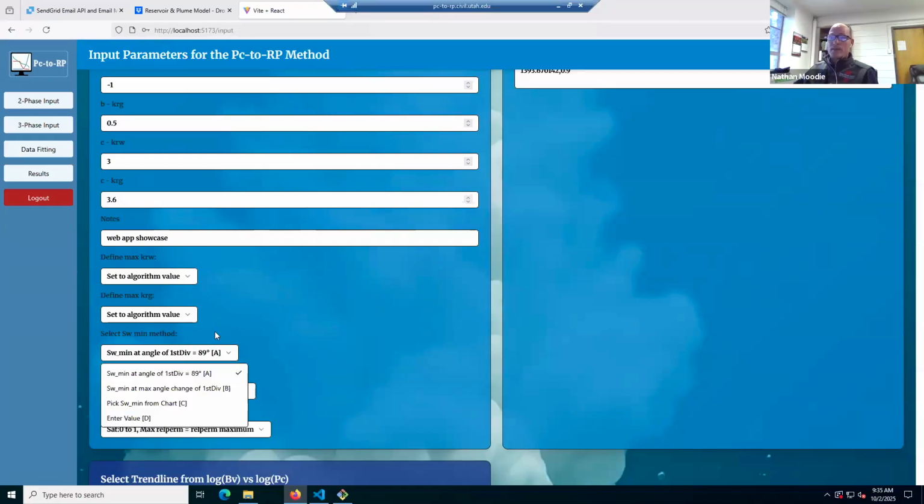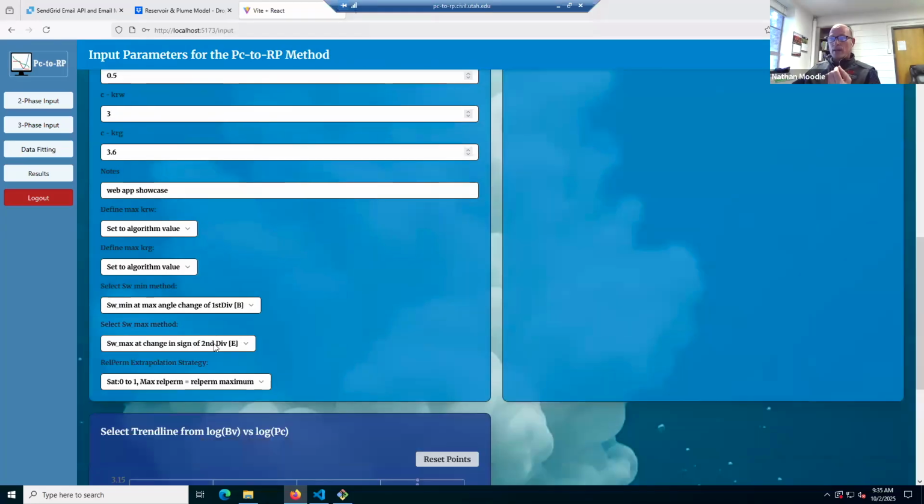And then where do we want to pick this minimum saturation? Do we want it where the curve reaches vertical or roughly hits 90 degrees? Or do we want it where we basically have the maximum change in angle, which is the critical water saturation? So we'll choose the critical water saturation here. And then we can have a couple options.